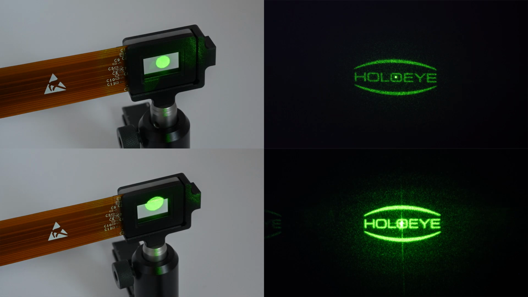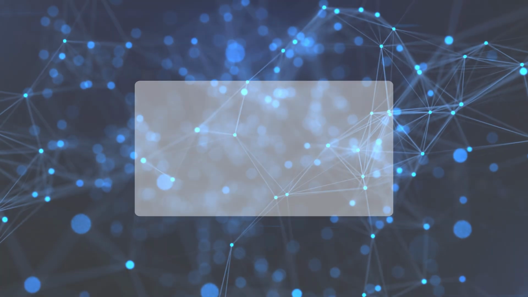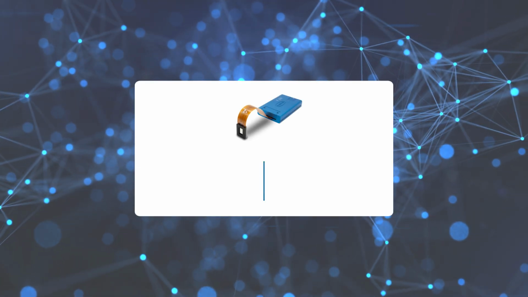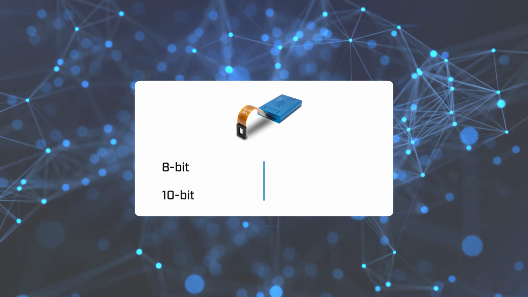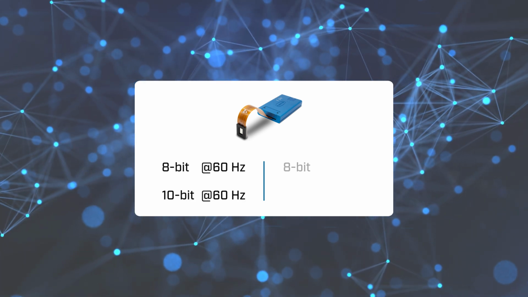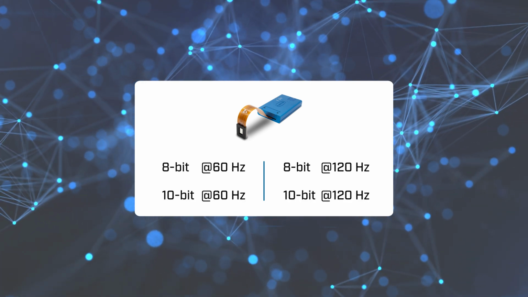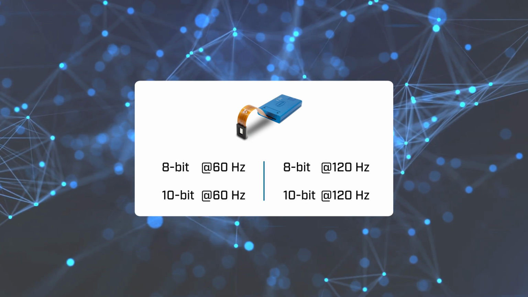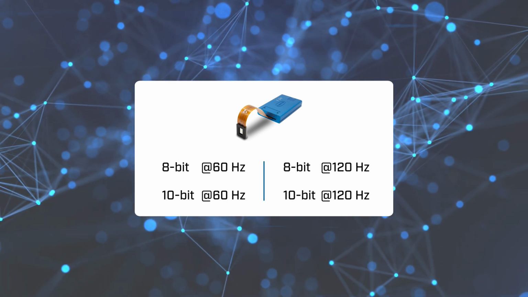Some HOLOEYE SLMs have an aperture on the display. If you illuminate the aperture, you get a visible noise at the 0th order. Please avoid illuminating the aperture. The ERIS-1.1 offers 4 different modes of operation: an 8-bit and 10-bit mode at 60 Hz, and an 8-bit and 10-bit mode at 120 Hz. We currently use the standard 8-bit mode at 60 Hz refresh rate.